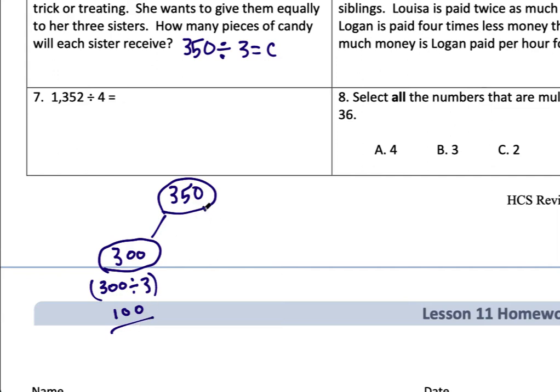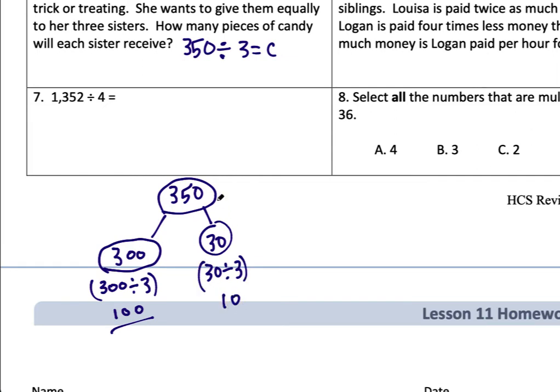Now I'm not going to use 50 next because I would like to, but 50 is not a multiple of 3. So I can't use 50. I'm going to think of another number that's very close. I'm just going to use 30. That's easy. That would just be 30 divided by 3, which is 10.